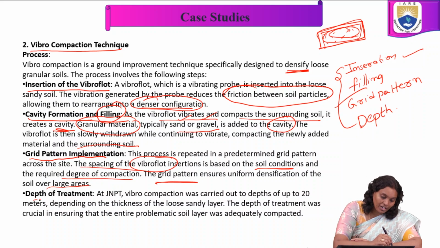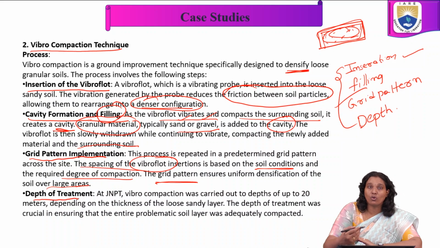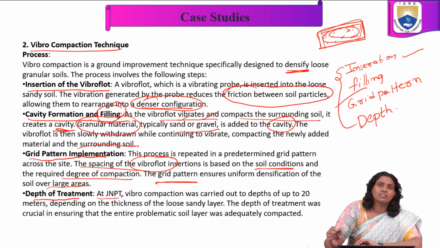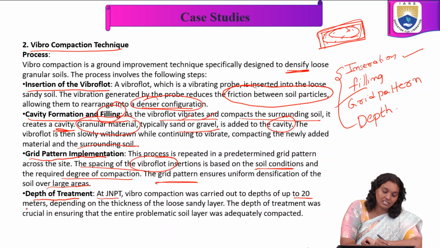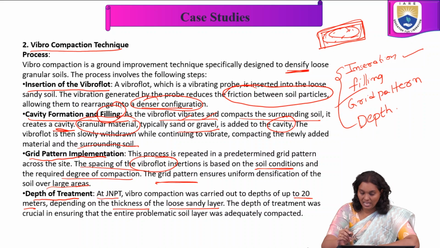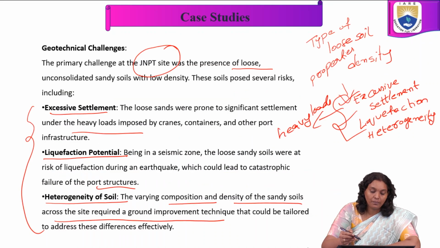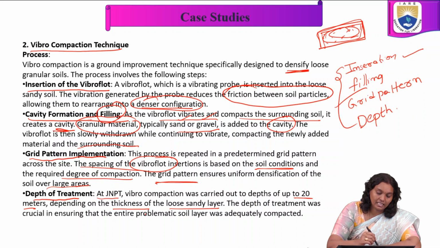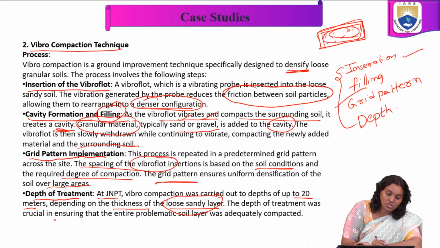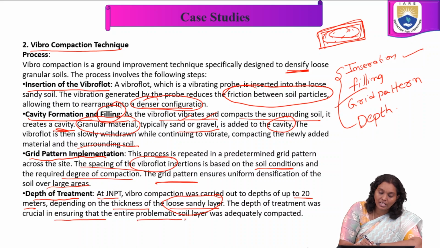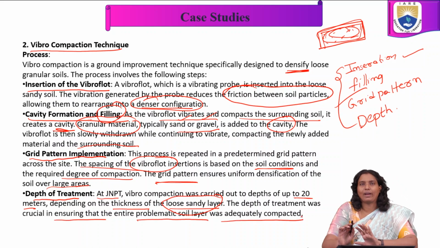In the depth of treatment, how much depth is required: in this particular case study, Jawaharlal Nehru Port, vibro compaction was carried out up to 20 meters depending upon the thickness of the loose sandy layer. So how much loose sandy layer is there, it depends upon that particular thickness. The depth of treatment was crucial in ensuring that the entire problematic soil layer was adequately compacted.